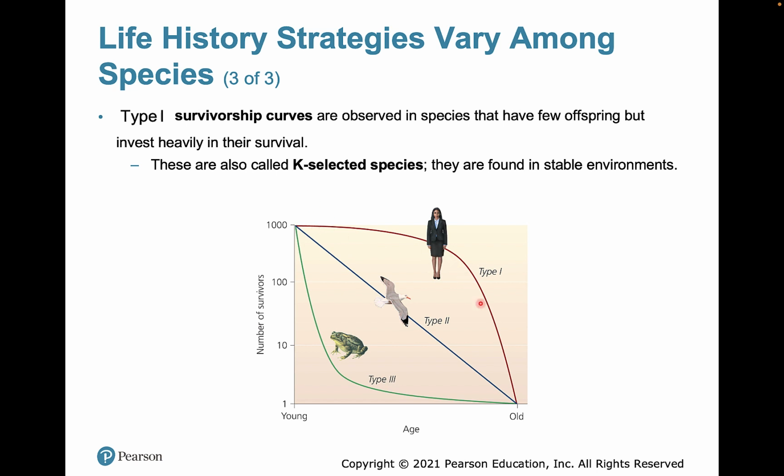So the type 1 survivorship curve, they're also called K-selected species. K because they hang out around the carrying capacity. And they tend to be found in more stable environments.